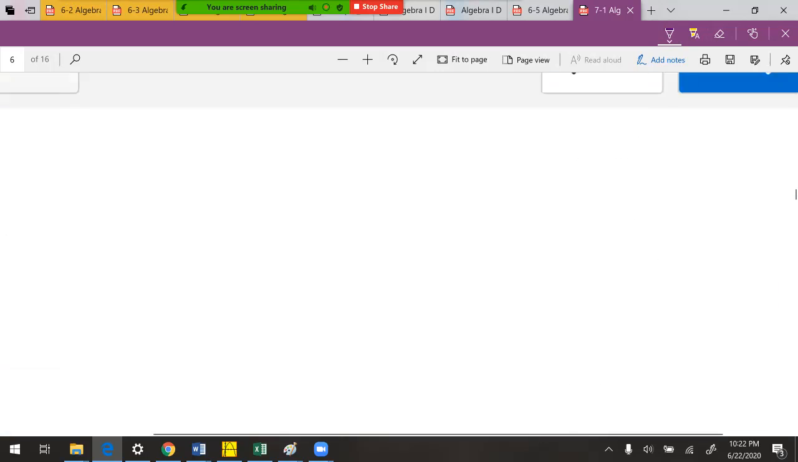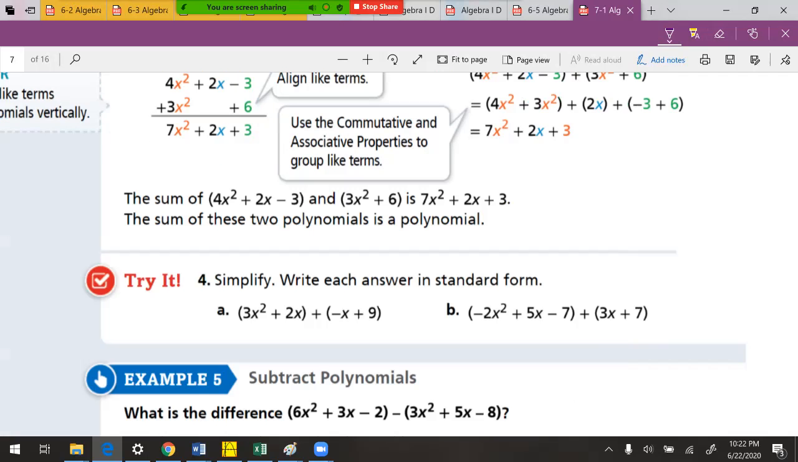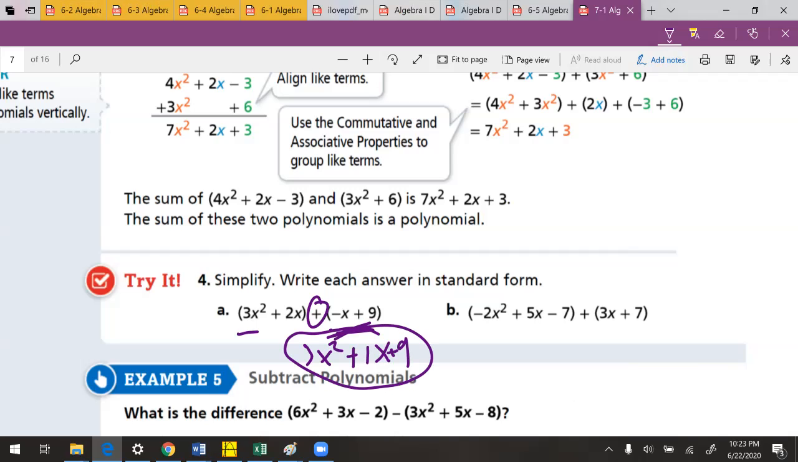Let's ignore this part. I'd rather just focus on the next example. Because remember, whenever we're adding like terms, it's just combine them. That plus combines with this. So this can't combine with anything on the other side, so 3x squared. 2x with negative x, that's going to be plus 1x. And then lastly, the 9 is just 9, so plus 9, we're done. Negative 2x squared, nothing, so negative 2x squared, we're done. 5x plus 3x, that's 8x. And then negative 7 plus 7, that's 0, we're done.